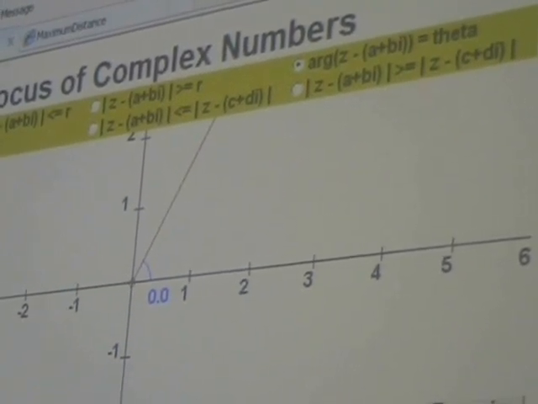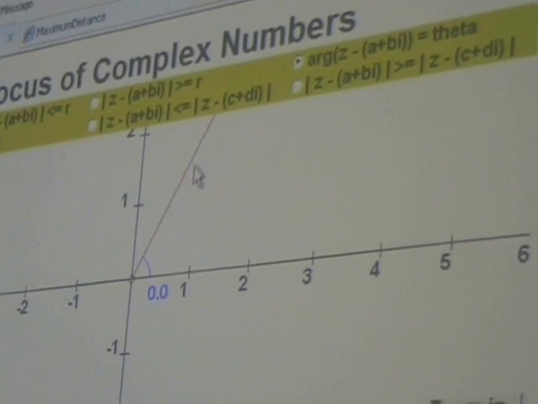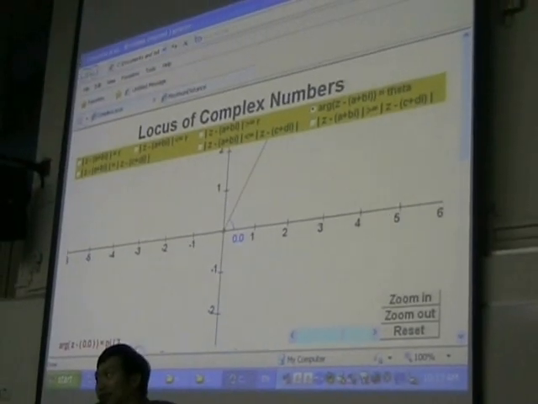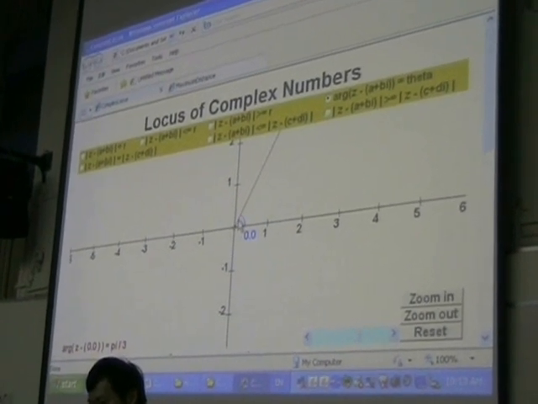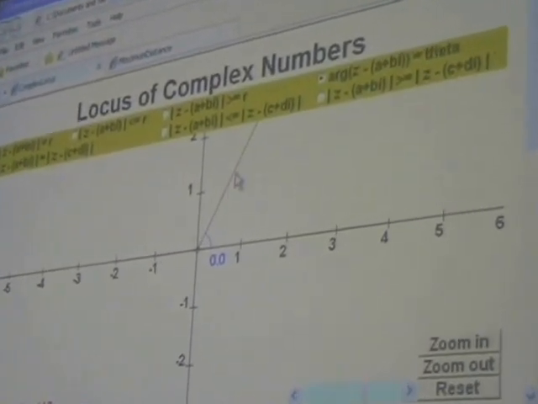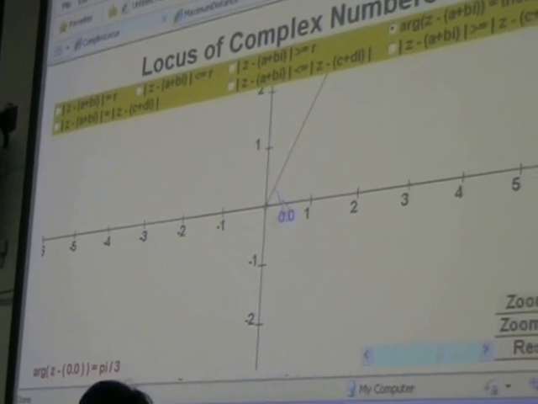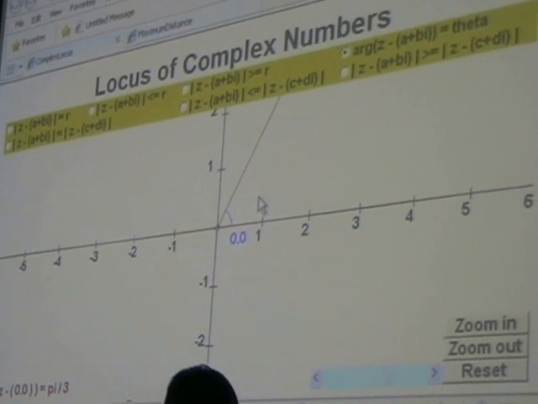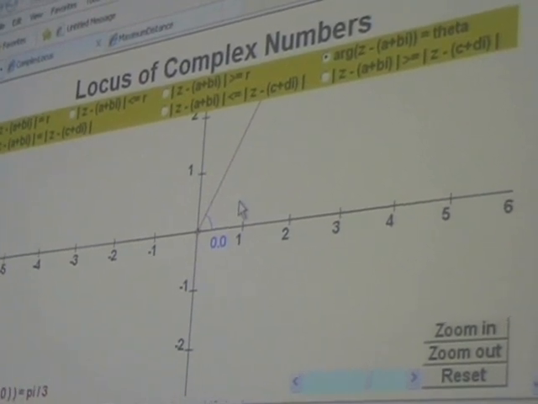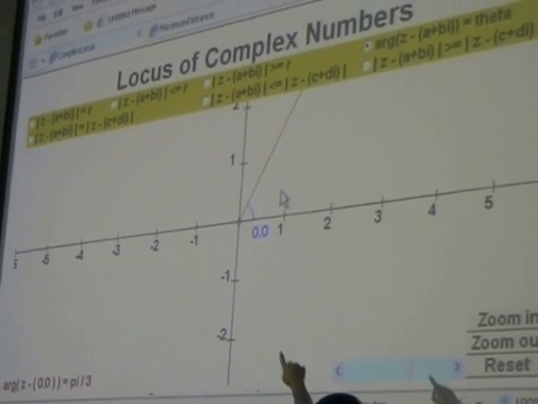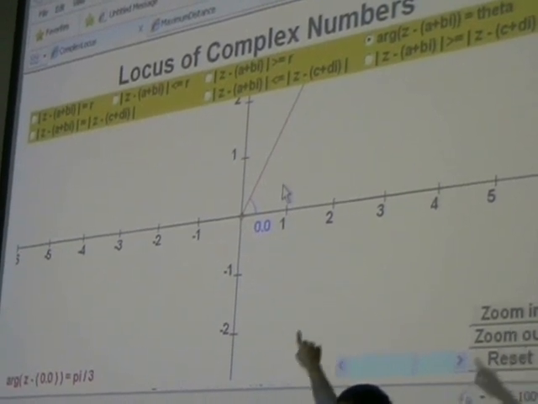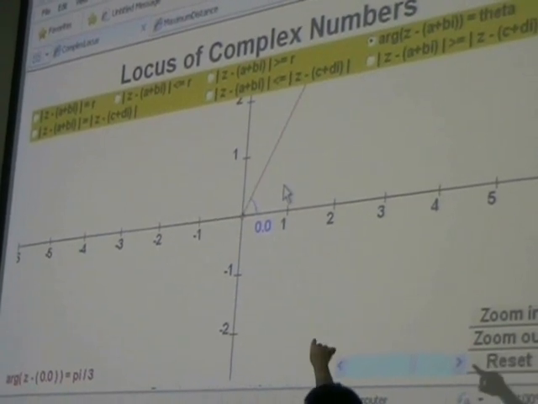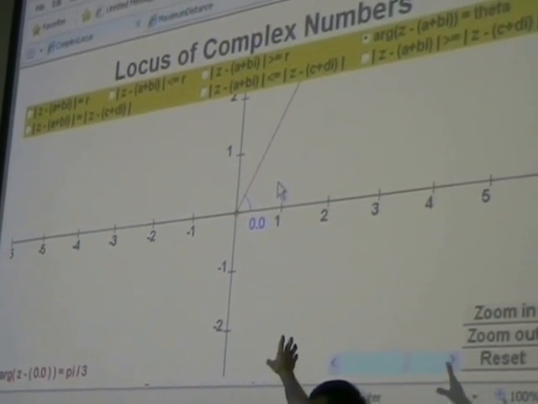If I draw all the complex numbers that have argument pi over 3, 60 degrees, you find all the numbers are those that lie on this red line here. This angle here is 60 degrees, pi over 3. So this is what I mean by the locus of this equation, argument z equals pi over 3. You understand? All the numbers that lie on this red line, all of them satisfy this equation. They all have argument pi over 3, 60 degrees.